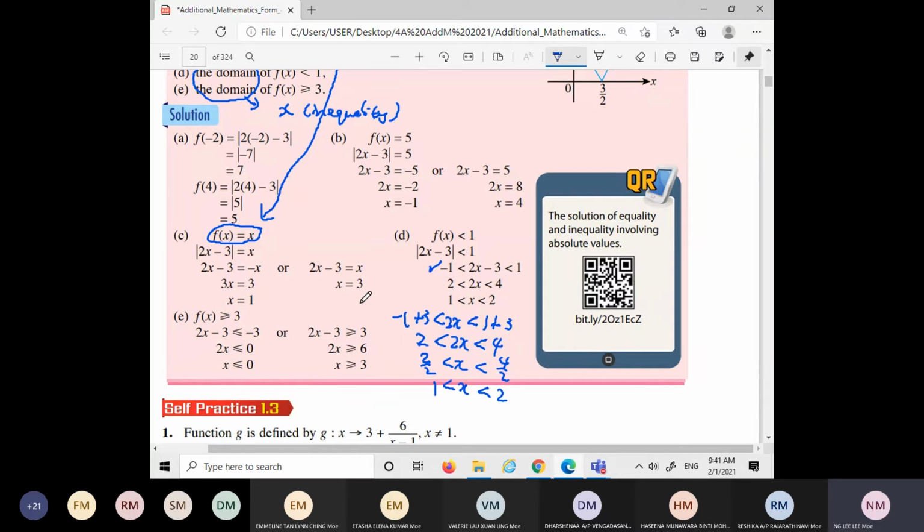But just remember for inequality, when you times or divide by a negative value and then move the negative value to the other side, you have to change the direction of the inequality. I repeat, if you times or divide by a negative value and then move it to the other side, times or divide, then you have to change the direction of the inequality. I think this is done.